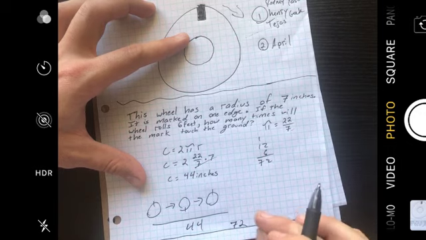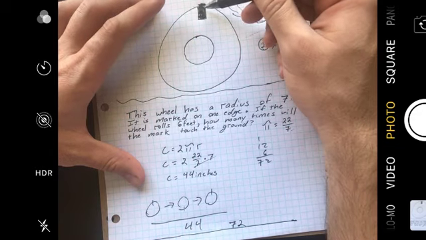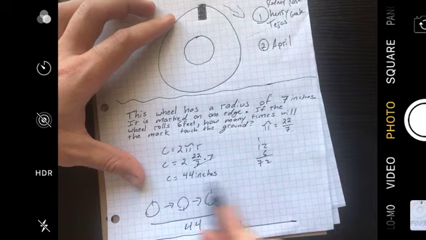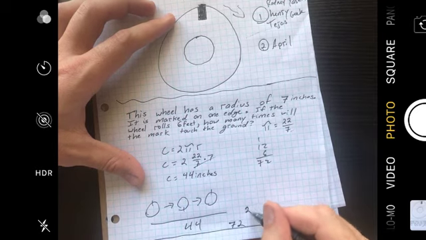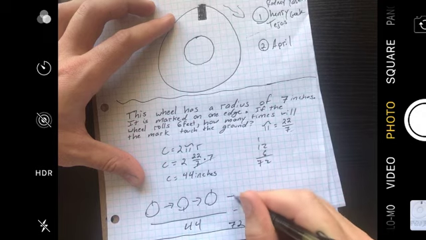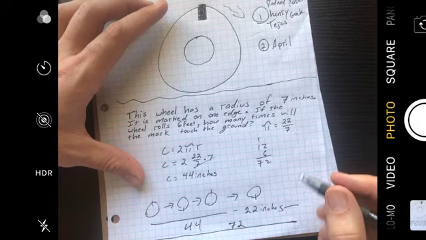So it's not going to get another full rotation. But my question is, will it get a half rotation? Because you see how the mark's at the top right now? All we need is a half rotation for it to touch the bottom again. And what would a half rotation be? 22 inches. So, how many times will it touch the ground?